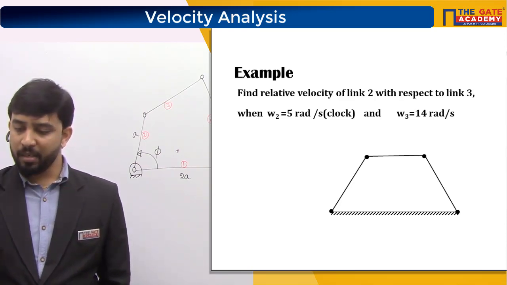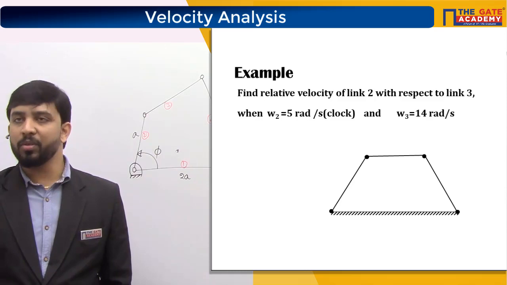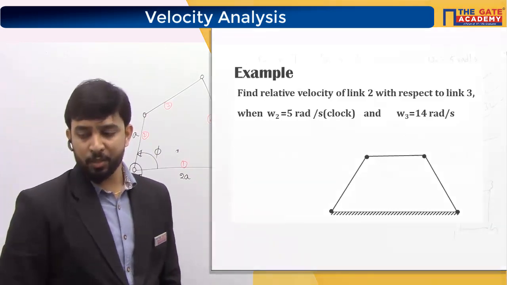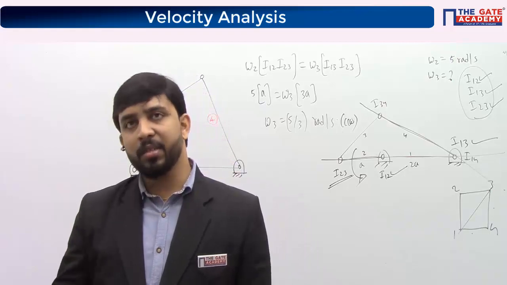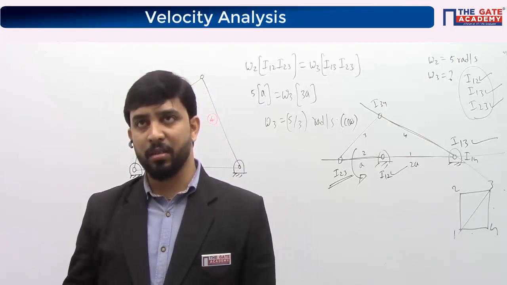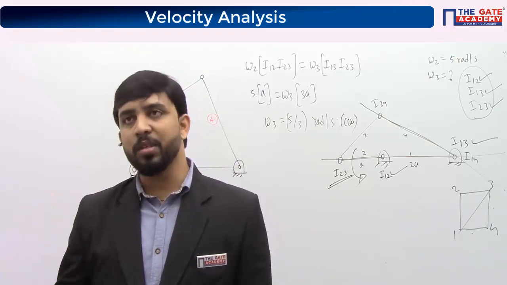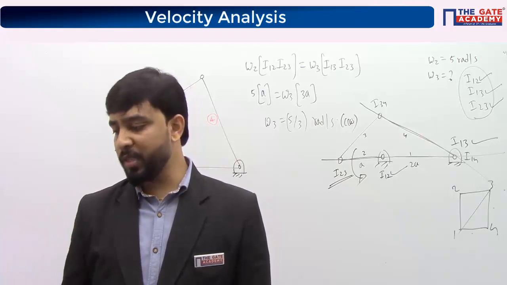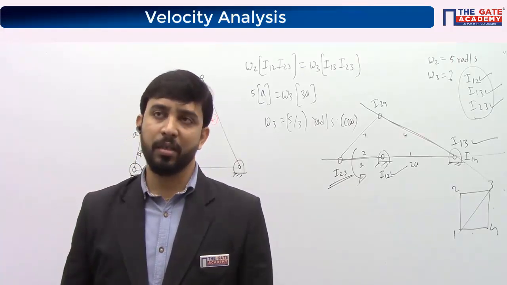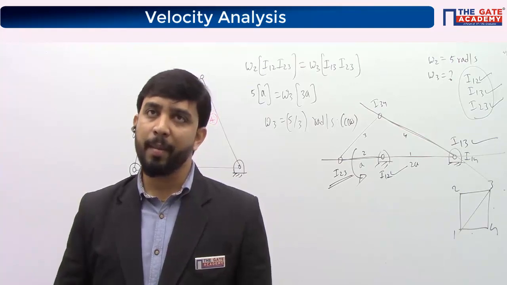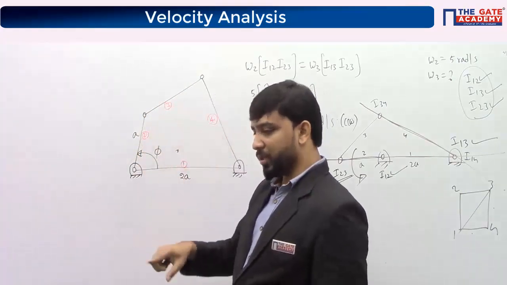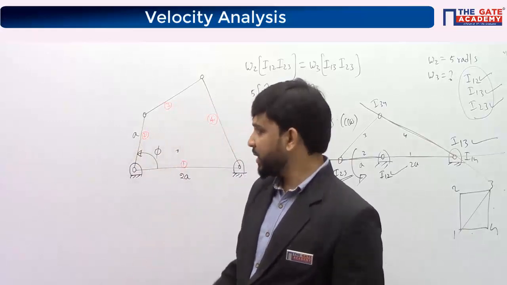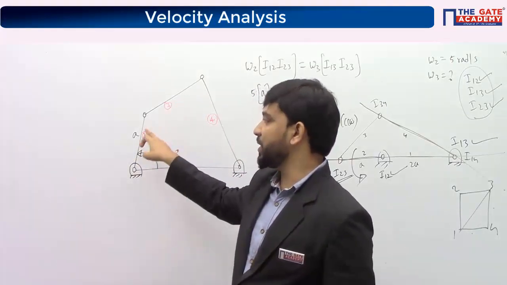So find the relative velocity of 2 with respect to 3. He's asking us to find the relative velocity between two links, okay? And the numbering of links is as we generally follow: 1, 2, 3, 4. Link 1 is the fixed link, and the count goes in the clockwise direction. So like this, link 1, link 2, link 3, link 4, the same notation. He's asking us to find the relative velocity between these two links.